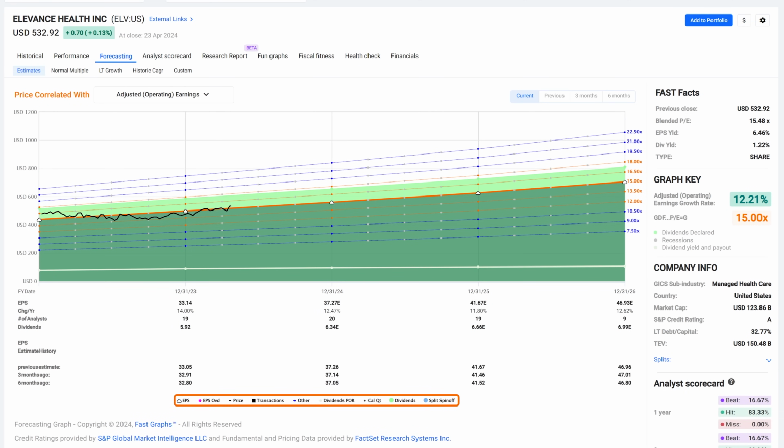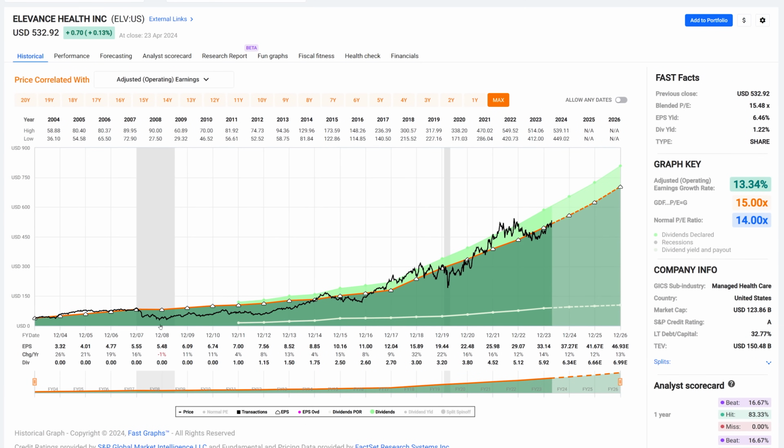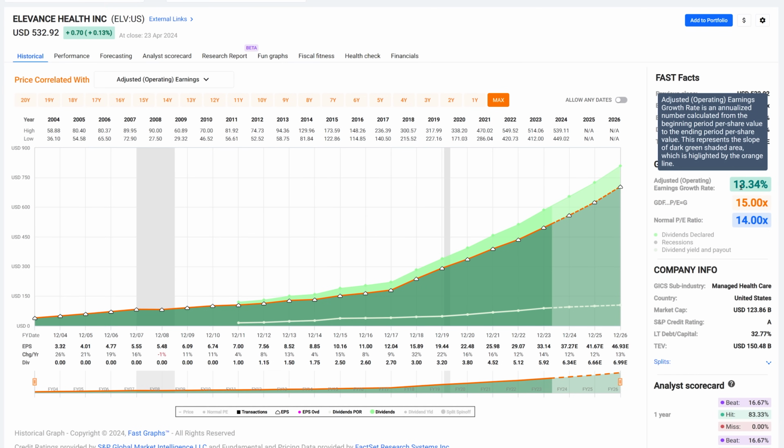The next one I want to look at is Elevance. And once again, I'm looking at a company that's perfectly the kind of company I like. Very consistent earnings growth, double-digit rates. It does pay a dividend. It has a low dividend payout ratio and a low dividend yield, but it's really all about the growth here.